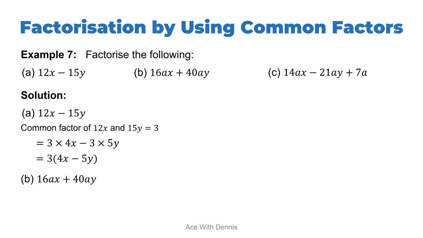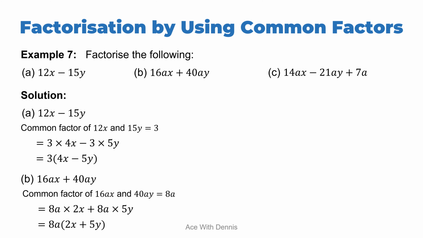B. 16ax plus 40ay. The common factor of 16ax and 40ay is 8a, so we can rewrite it as 8a times 2x plus 8a times 5y. Then we factorize, we get 8a bracket 2x plus 5y.